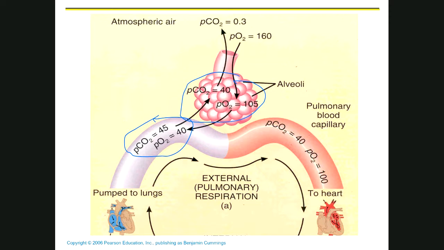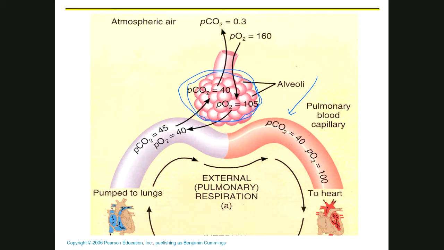So oxygen is higher here, so it goes this way. Carbon dioxide, on the other hand, is higher here, so it goes this way. And so we're going to get gas exchange happening all through the capillary here. And by the time the blood leaves the lungs, it's going to look very much like what the air did.